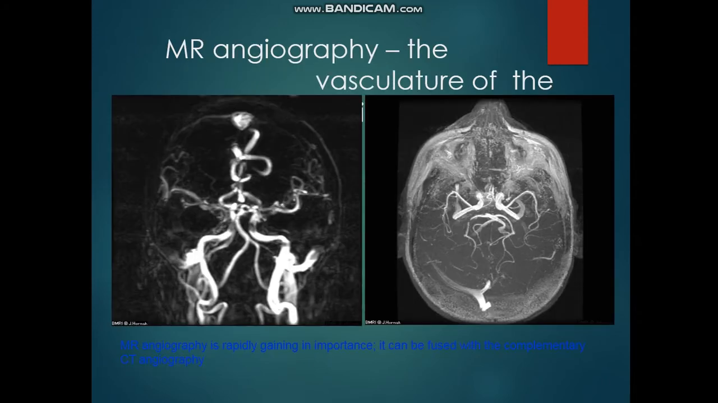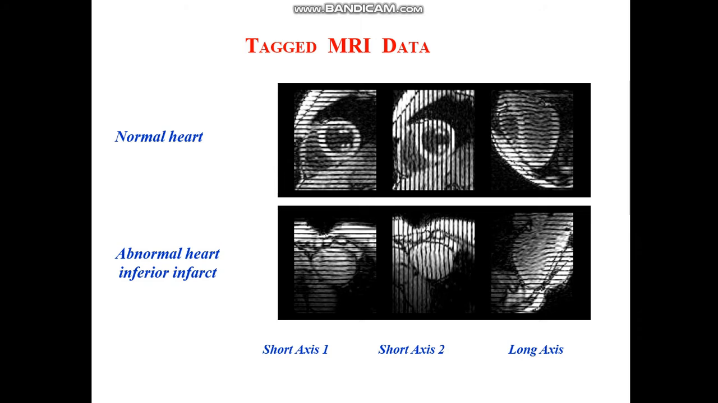In this picture, you can see MR angiography. You can see brain vasculature. MR angiography is rapidly gaining in importance. It can be fused with the complementary computer tomographic angiography. Magnetic resonance tomography is also used for diagnosis of heart disease, for example, for myocardial infarction.